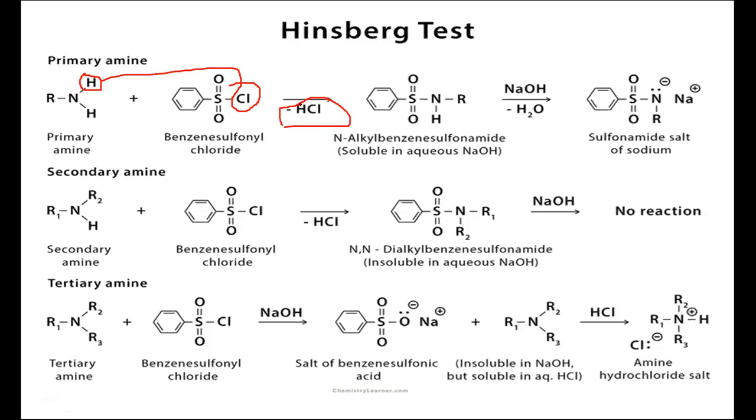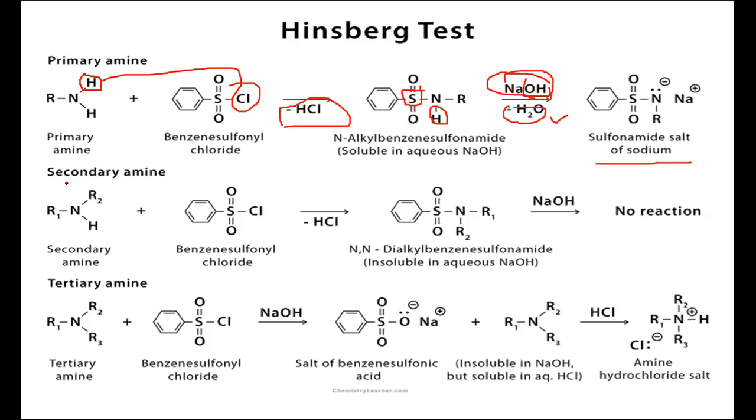The nitrogen is directly bonded to the sulfur present in benzene sulfonyl chloride. Because it has a hydrogen, this hydrogen has some acidic nature, and it can dissolve in sodium hydroxide. It forms a sodium salt because this H and this OH are removed in the form of water, and you get a soluble salt, which is called the sulfonamide salt of sodium.